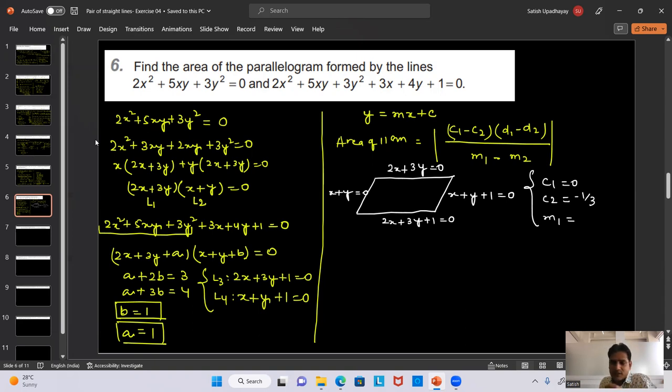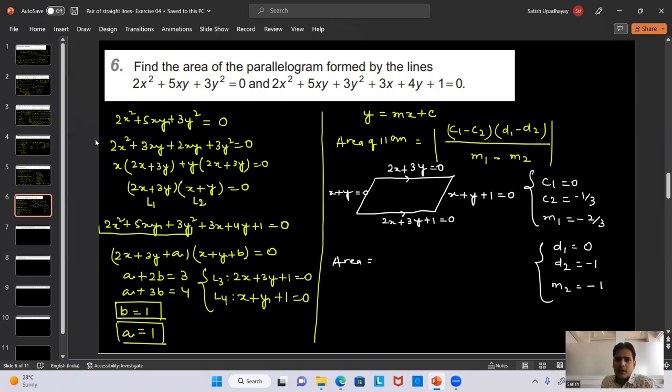The slope of these two parallel lines. So M1 will be minus 2 upon 3, right? Minus 2 upon 3. And similarly, if you see, what will be the value of D1? D1 here is 0 and D2, that is the constant term, is minus 1, and the slope here is how much? Minus 1, right?